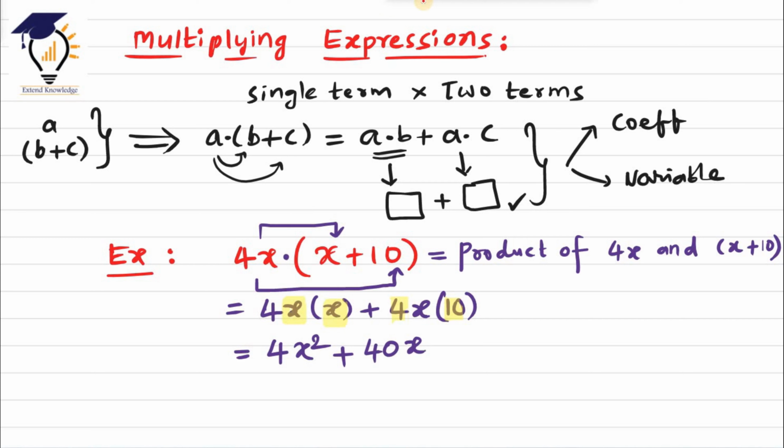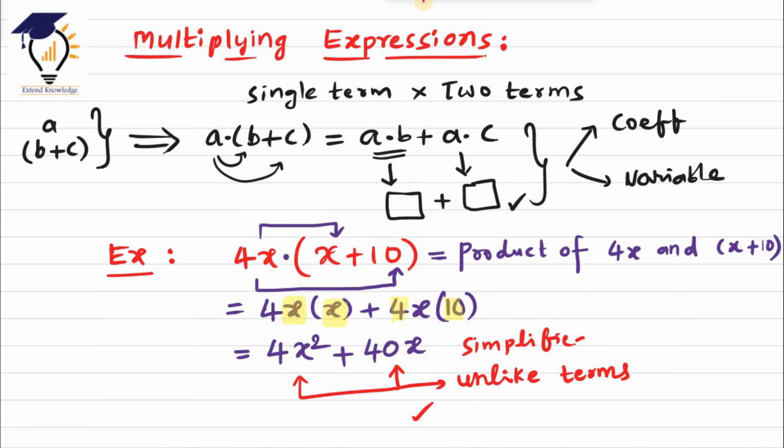If possible, we can simplify these two even. If you can see these two, the first term is in the variable x square, the second term is in the variable x. So these are unlike terms. Unlike terms cannot be added or combined. So we can leave it like this. This is the simplified answer. This is how we multiply.